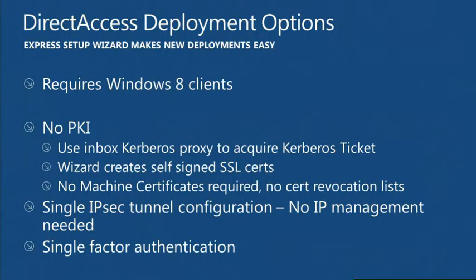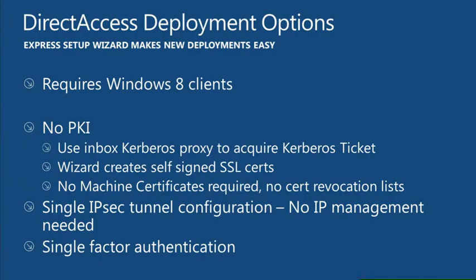Right. So how do we do this? How do we make the deployment so easy? The first thing we did is we removed the need for PKI. So we used Kerberos proxy as a mechanism for the client to get to the DCs, authenticate the DCs, and pull down the Kerberos tickets, which then would be used in the IPsec authentication. The wizard actually creates self-signed certs on the server side. There are no client-side cert requirements at all.